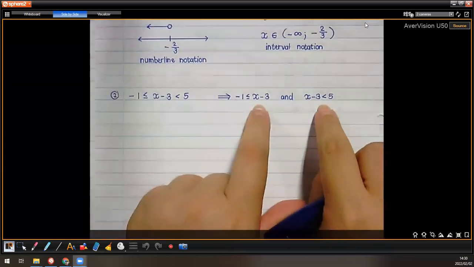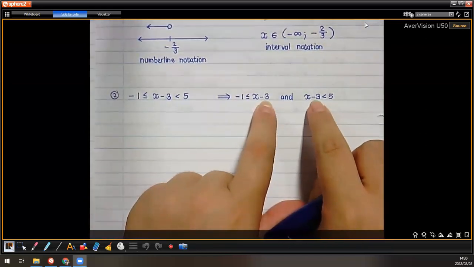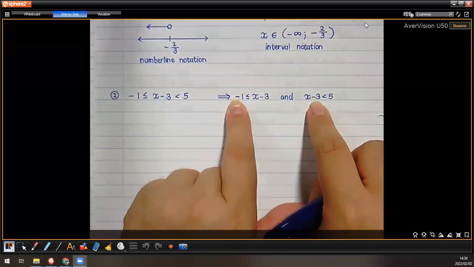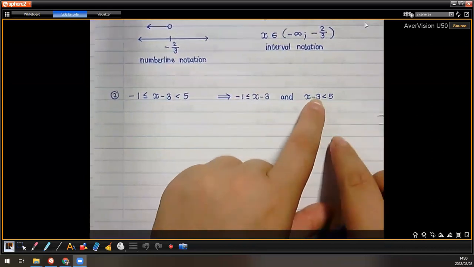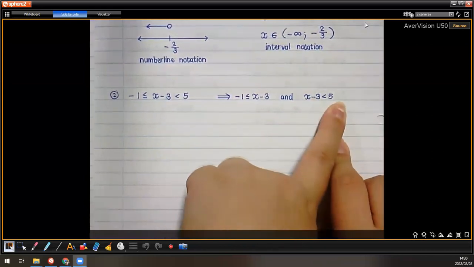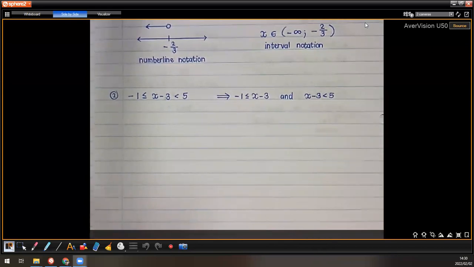Okay? If we're looking at these two, do you agree that we have to do the same thing with the -3? If I move this -3, I must add 3 to the -1, right? And here, if I move this -3, I must also add 3 to the 5. So instead of doing two separate inequalities, we're doing the same thing anyway. You can just do it to both sides.